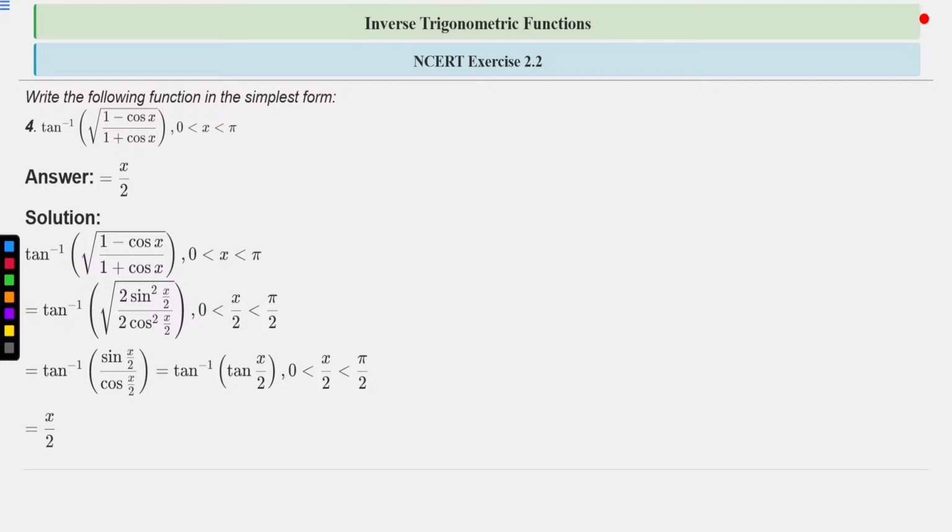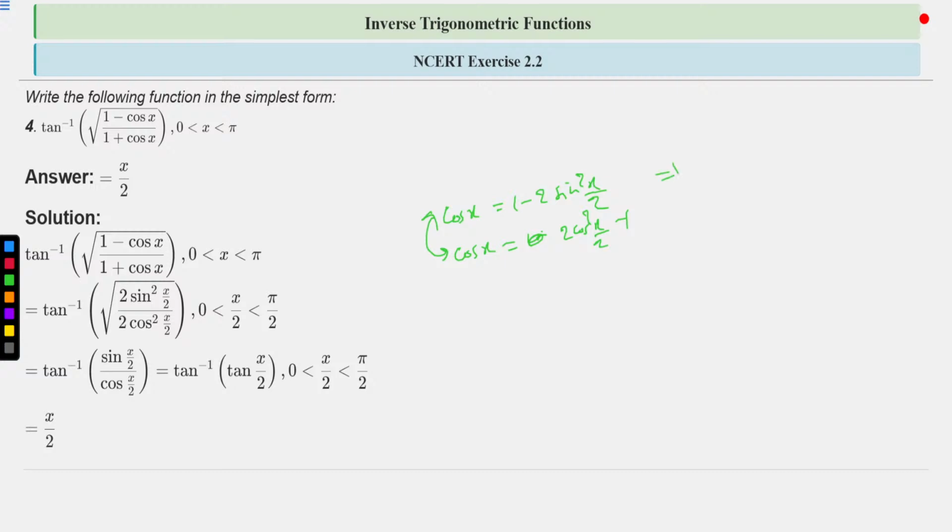Okay, see what we have done basically. See, 1 minus cos x upon 1 plus cos x. We know that cos x is basically 1 minus 2 sin square x by 2, right? Clear? And cos x is also basically 2 cos square x by 2 minus 1, right? So we can write cos x in the form of both sin square x by 2 and cos square x by 2.